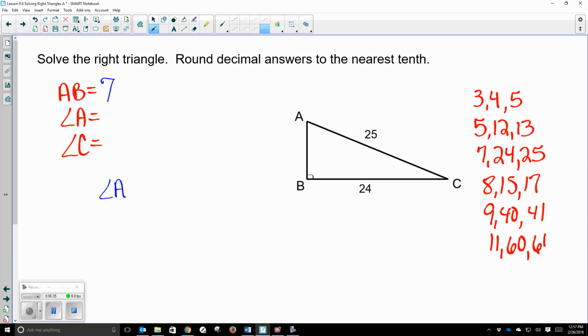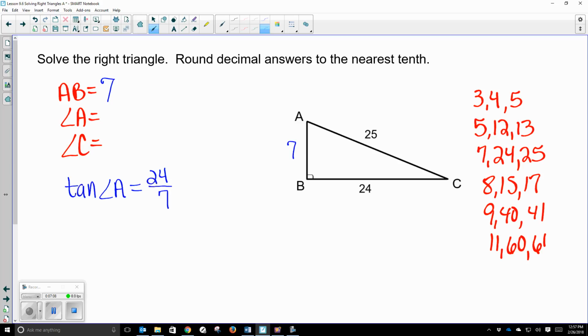If we didn't have this side and we didn't want to find that side and we just had to find the measure of angle A, which trig function would we use? Sine, because we have opposite and hypotenuse. But since we have to find any missing measure, we can use anything that we want to. So let's use tangent. Tangent of angle A is equal to opposite over adjacent.